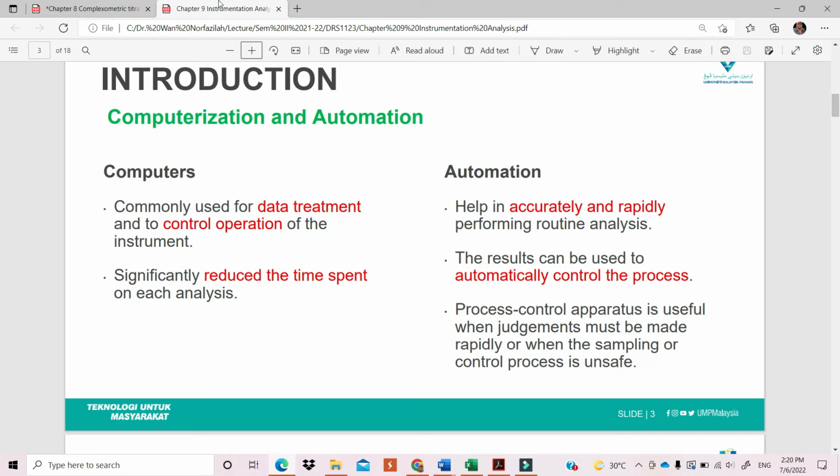Everything is set automatically using the computers. And then the process control apparatus is useful when judgment must be made rapidly or when the sampling or control process is unsafe. Let the instrument do it for you. If the sampling and control process is unsafe for humans, the instrument or the robots will do it for you.